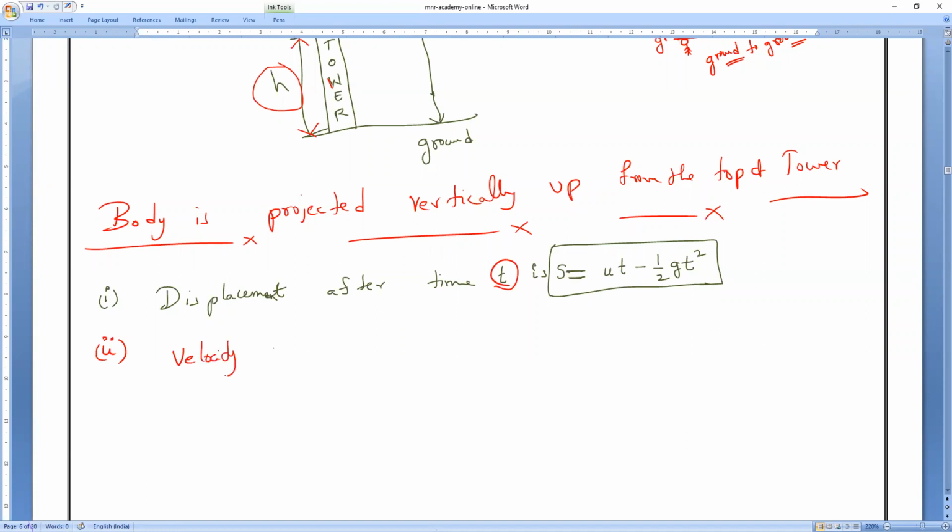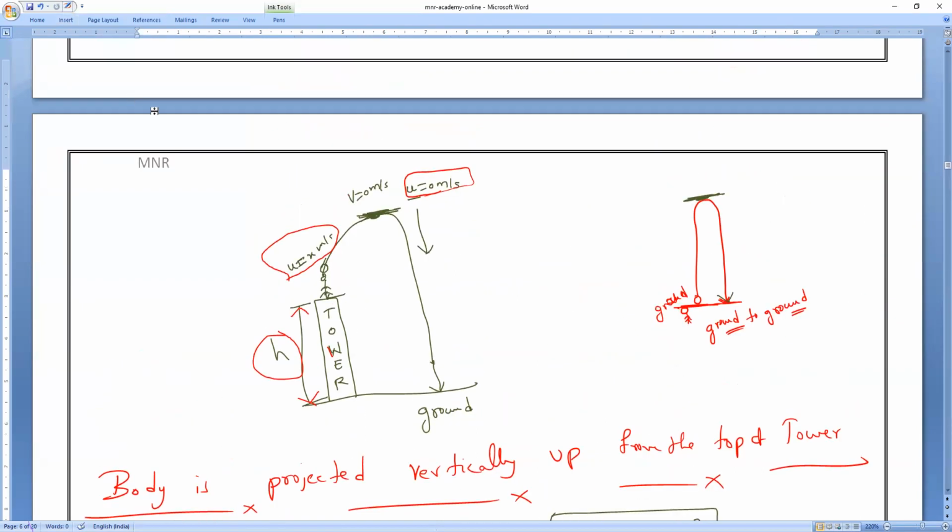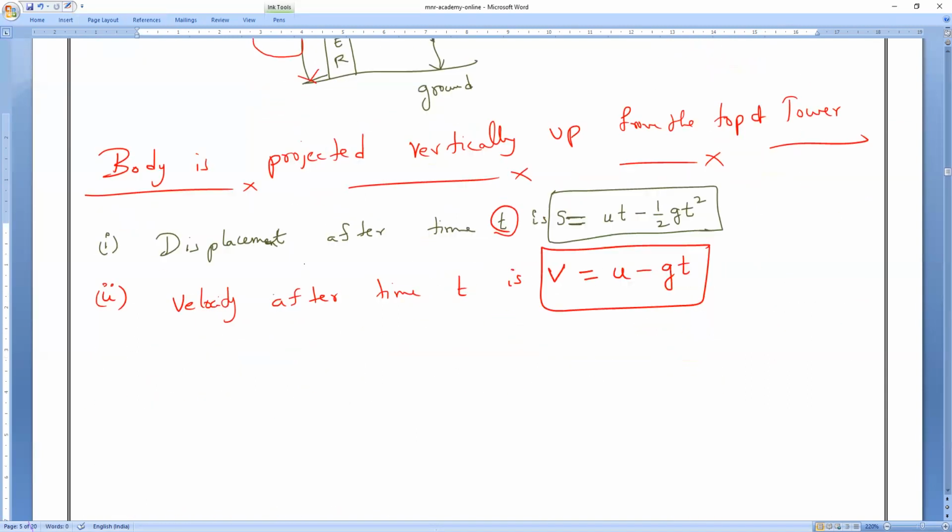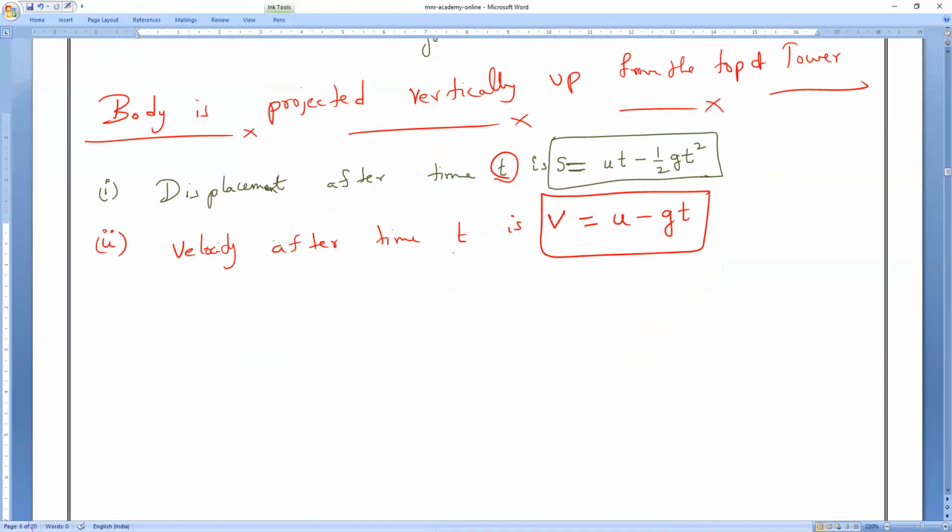Velocity after time t. Is it final velocity or initial velocity? Definitely, it is final velocity. Am I right or wrong? So v is equal to u minus gt. Why is the initial velocity here not 0? Anybody can tell? Because it is thrown with some velocity. Am I right or wrong? Yes, sir. So what is the formula? Velocity after time t is v is equal to u minus gt.